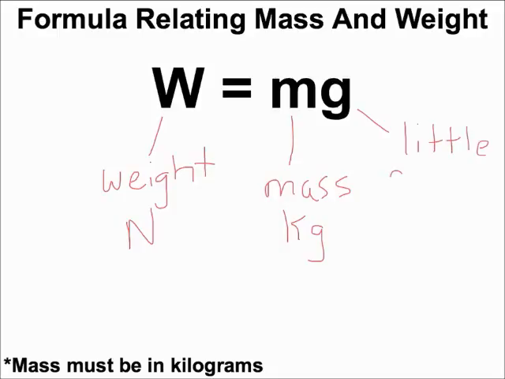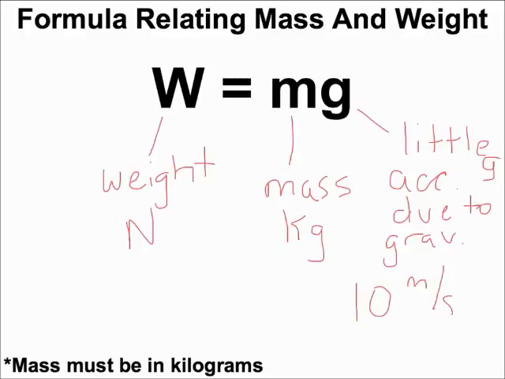And what's little g? Remember, little g is the acceleration due to gravity, and it's a constant, so that number stays the same. And hopefully you remember what that is, and it's 10, and the units for that are meters per second squared. So with this formula, we can convert a mass in kilograms to a weight in newtons, or vice versa. Now this 10 meters per second squared is the acceleration due to gravity on Earth. Depending on which planet you're on, that would change.